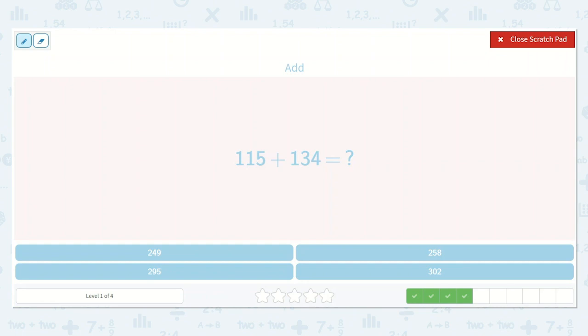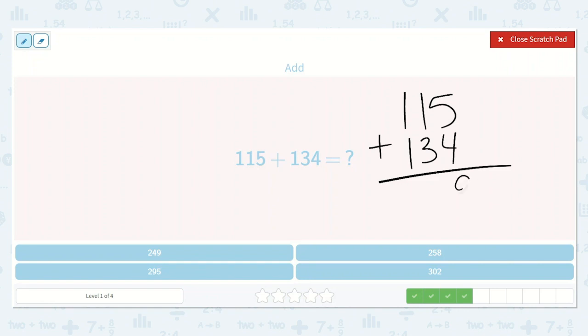Now we have the problem 115 plus 134. 5 plus 4. Well, I know 4 plus 4 is 8. So 5 plus 4 is just one more than 8, which is 9. Then I have 1 plus 3, which is 4, and 1 plus 1, which is 2. So my answer is 249. Do you see that down below? Yes, right here.